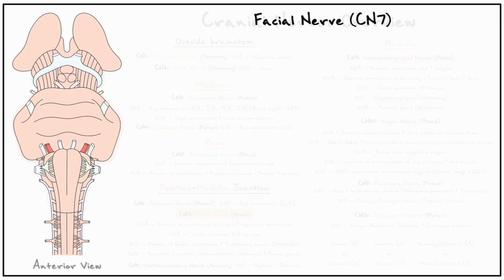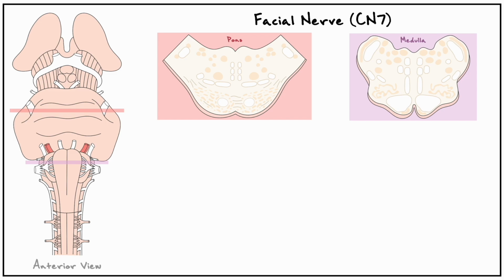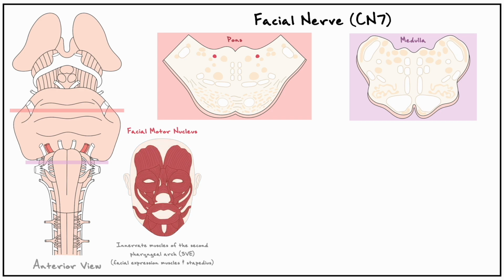To cover its functions, let's take 2 cross-sections, one at the level of the pons and one at the level of the medulla. In the pons, we can first find the motor nucleus of the facial nerve, which sends projections to innervate the muscles of the second pharyngeal arch, and these correspond mostly to the muscles responsible for facial expressions and the stapedius, a small muscle in the ear.